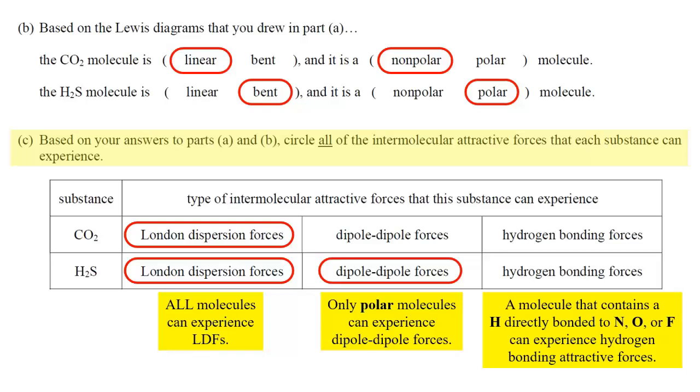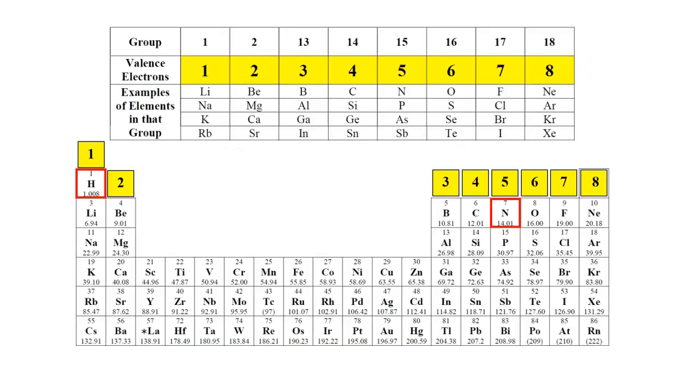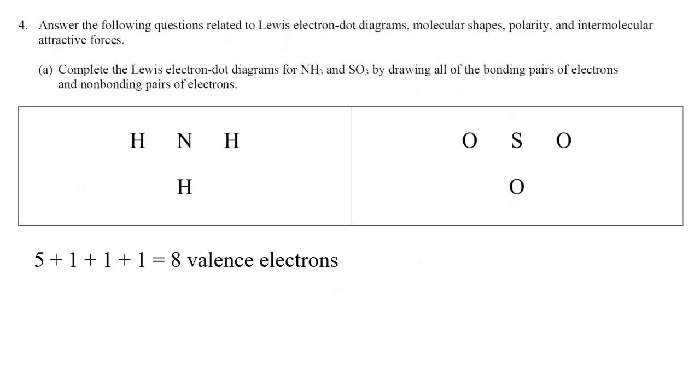All right, let's go ahead and move to our next question in the practice quiz. It's going to be a similar type of problem to question 3. So here in question 4, we have 2 Lewis electron dot diagrams that we must complete for NH3 and SO3. So starting with NH3, hydrogen has 1 valence electron, nitrogen has 5 valence electrons, so in the NH3 molecule, that would be a total of 1 plus 1 plus 1 plus 5, that's 8 valence electrons for the NH3 molecule.